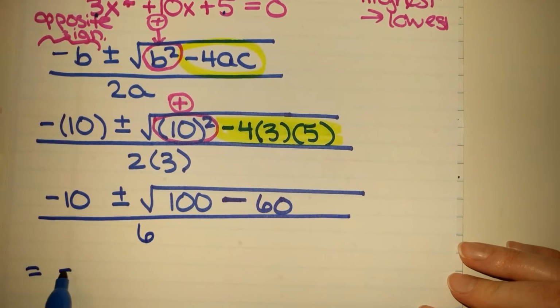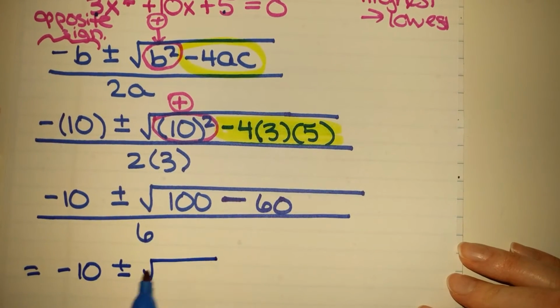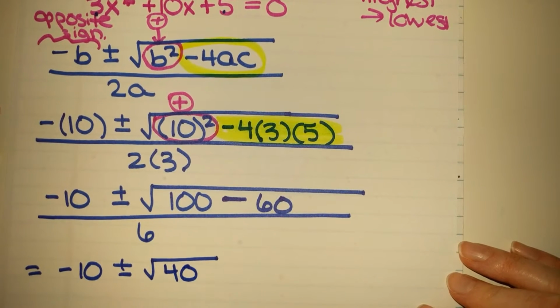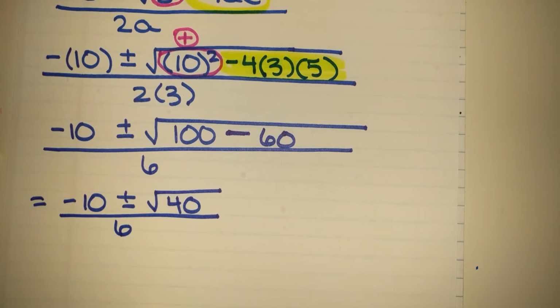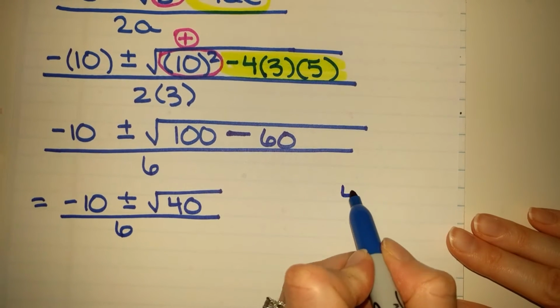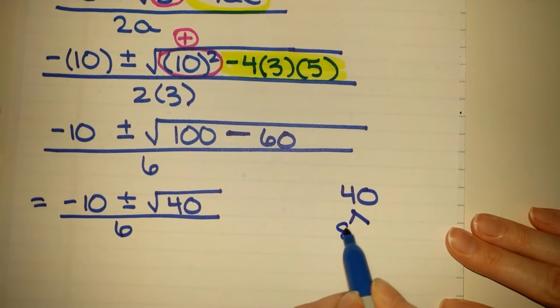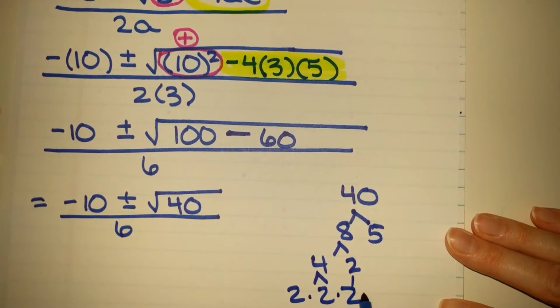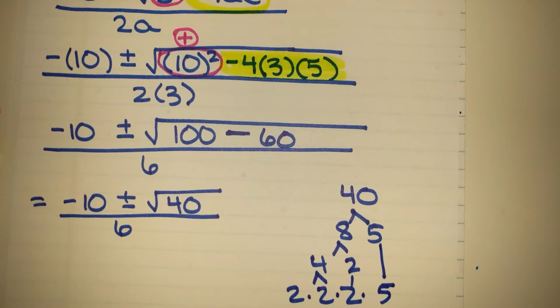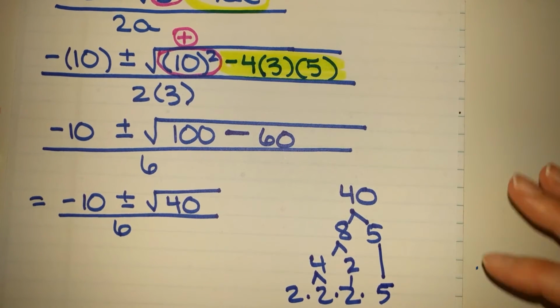All right, so then we simplify. The 100 minus 60 is going to give us 40 over 6. Now, to simplify the square root of 40, we talked about this on an earlier question. 40, when you factor it, is 8 and 5. The 8 is going to be 4 and 2. 4 is going to be 2, 2, and 2. And I always like to bring everything down so we have a very stable tree and we don't have anything dangling off to the side.